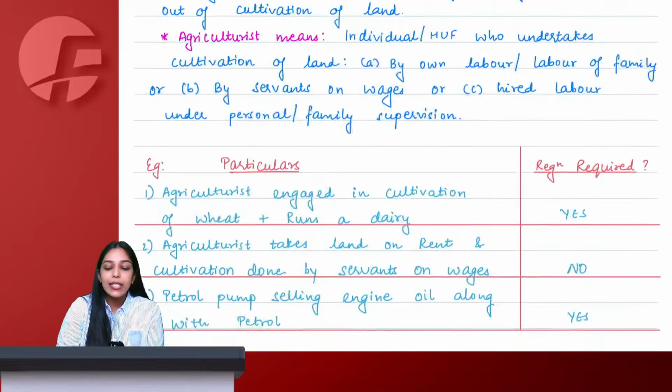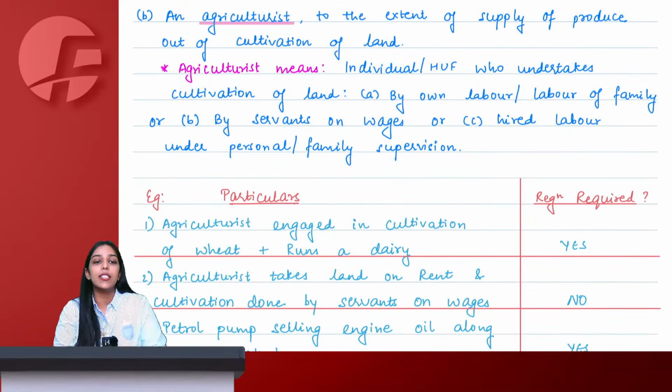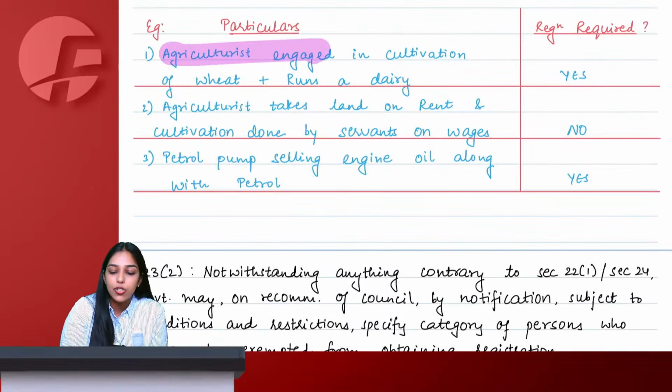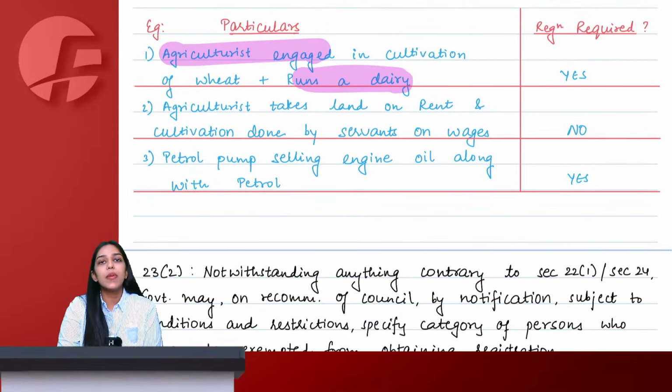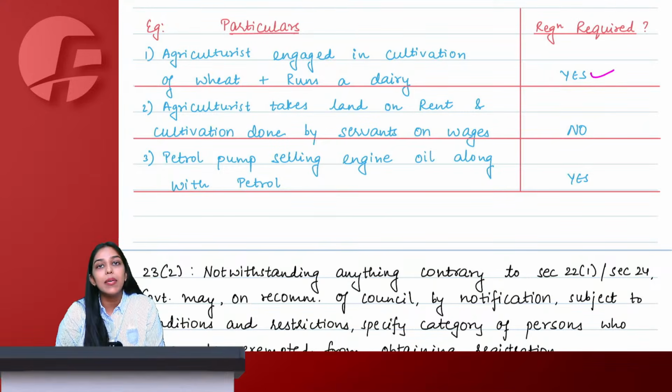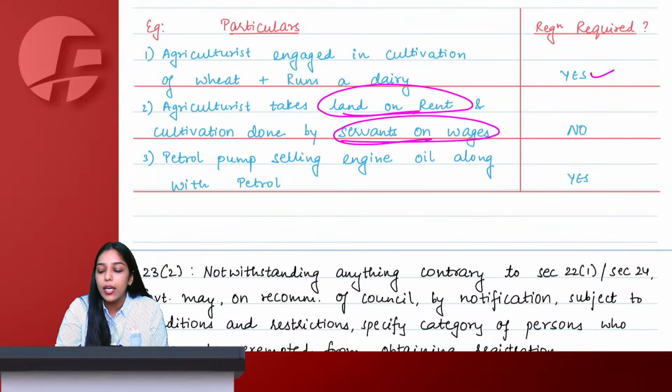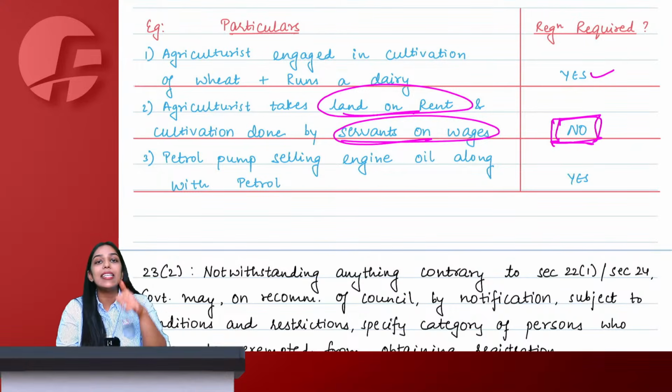Which means I can do the work myself also. I can hire some laborers or servants also to do the work. But let's say I'm an agriculturist and I also run a dairy, which means I may be selling chocolate, cheese, etc., which is taxable. I'm not a pure agriculturist. Then I have to take registration if my limit exceeds the threshold limit. An agriculturist who takes land on rent and where cultivation is done by servants is okay. No need to take registration, because land can be rented and work can be done by servants also. Basically, there should be land, cultivation should be done, and that produce should be sold.